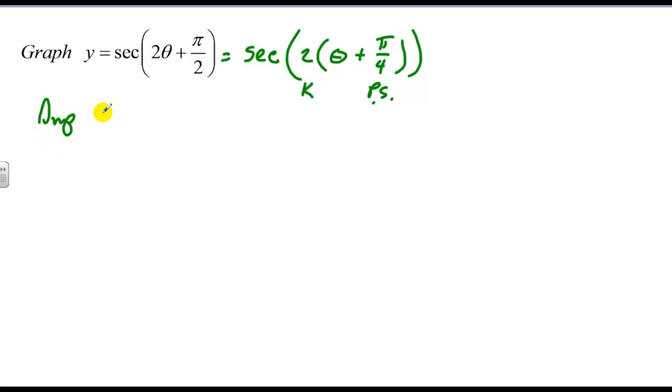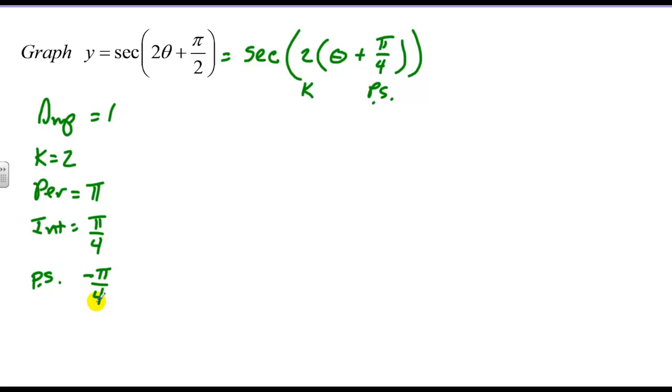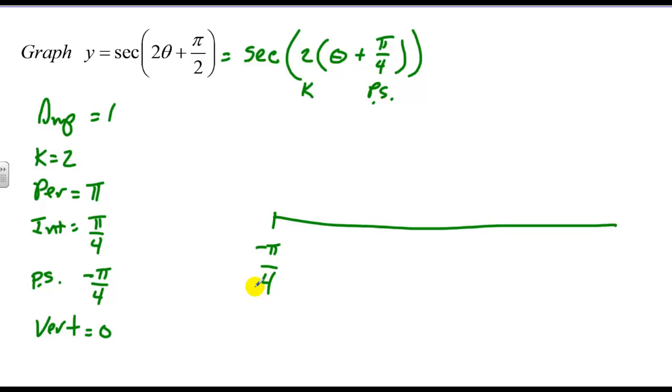Amplitude 1, k is 2, so my period is pi with my intervals equal to pi over 4. Phase shift is negative pi over 4, since this is in plus form, and my vertical translation doesn't exist. So since my starting point of negative pi over 4 has the same denominator as my intervals, I don't need to do anything different.